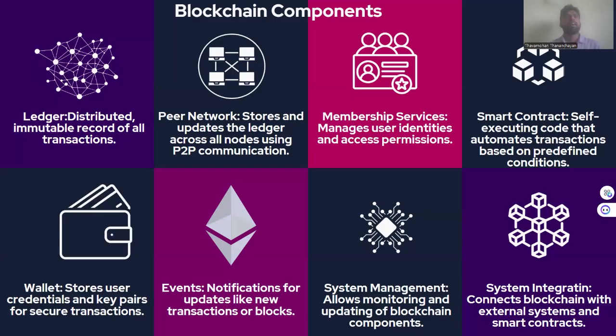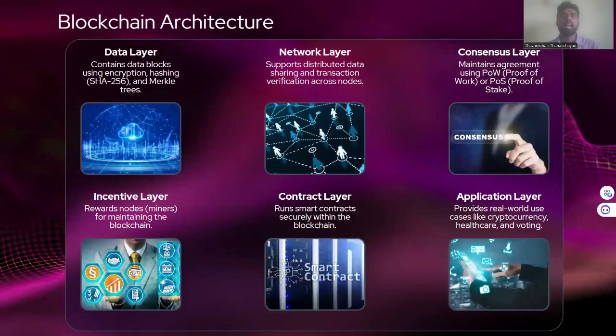Let's dive into the blockchain architecture. Blockchain architecture is built from several layers, each with a unique purpose. Let's start with the data layer. This is where all the blockchain data is stored securely, using encryption, hashing, and Merkle trees to protect the data. Each block is connected to the one before it, making it impossible to alter the history. Next is the network layer. This layer handles communication across the peer-to-peer network, sharing transaction and block updates between all nodes quickly and securely.